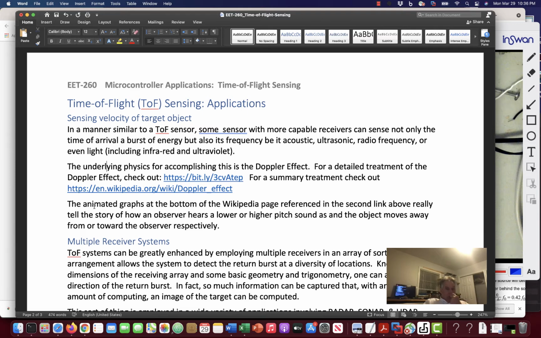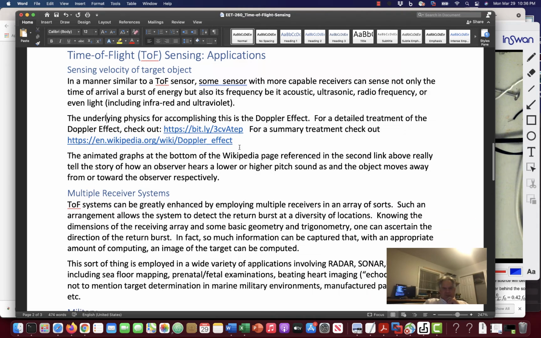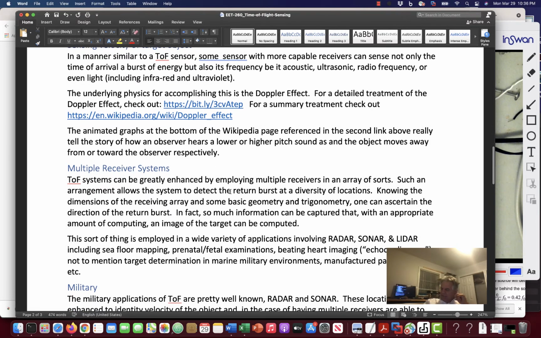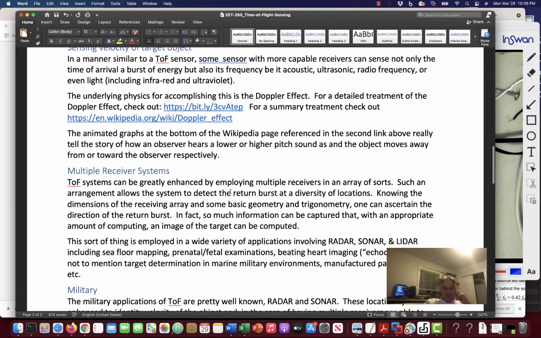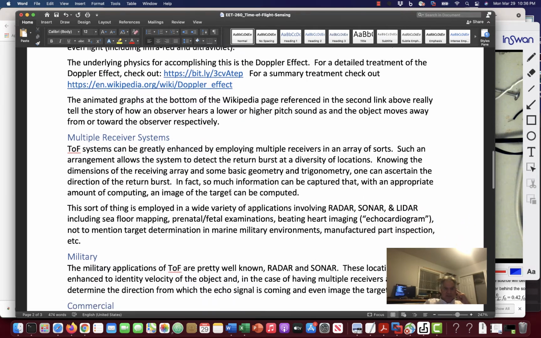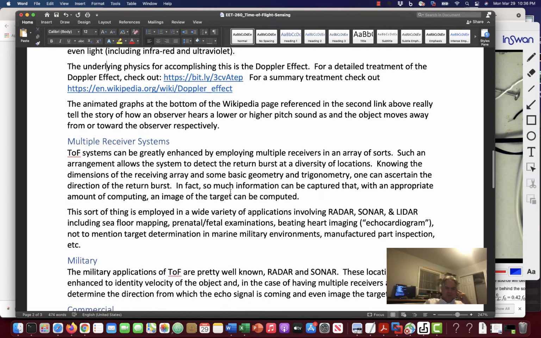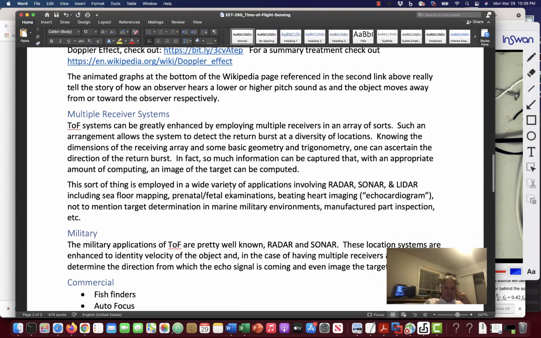And we'll take a look at why that happens when we look at the Wikipedia page. And there's a link here if you really want to learn about the Doppler effect and be able to calculate the change in frequency. You can do that.